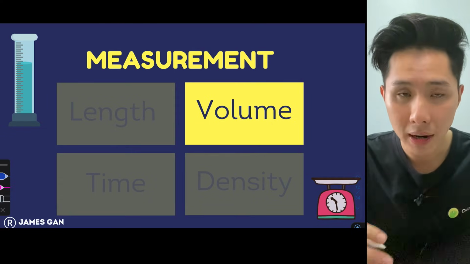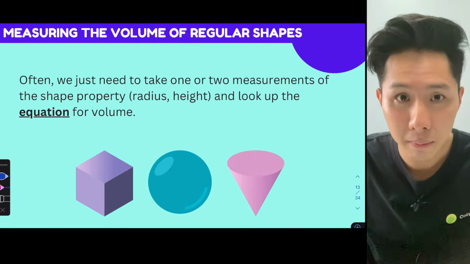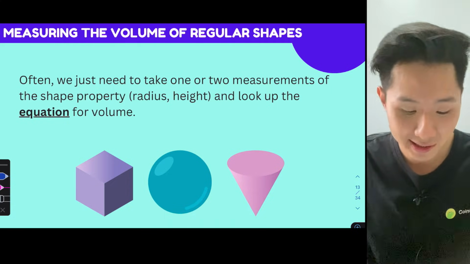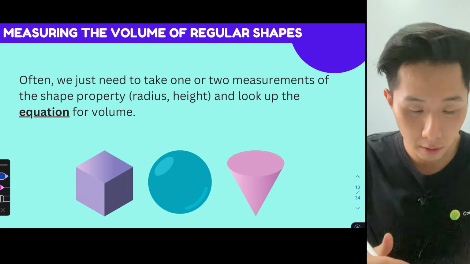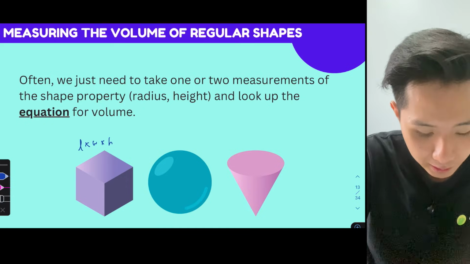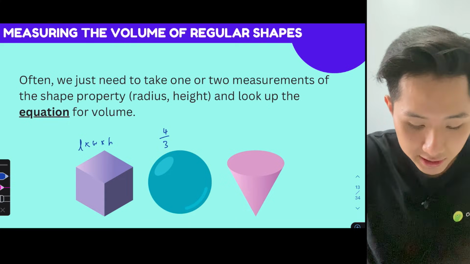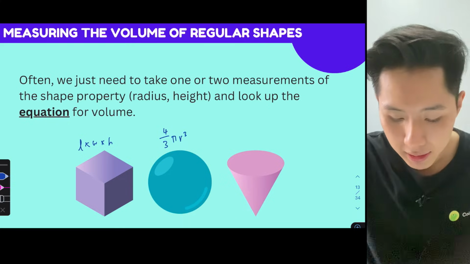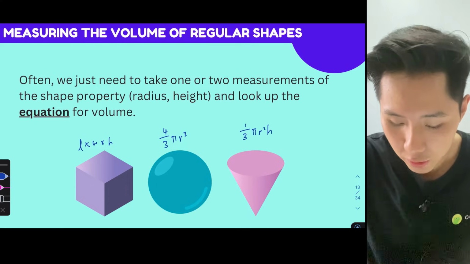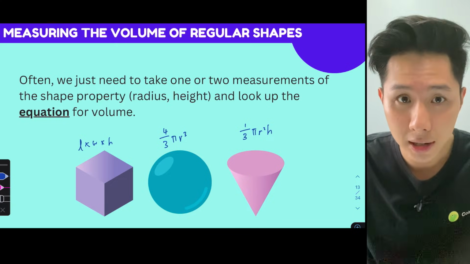So the second thing that we'll measure in this chapter is volume. Some of you might have already done it in your mathematics subject. Here we have some regular shapes. To calculate the volume of a cuboid, we multiply length times width times height. For the volume of a sphere, you might remember the formula 4 over 3 pi r cubed. And for a cone, if I'm not mistaken, it should be 1 over 3 pi r squared h. We have different formulas to calculate the volume of regular shapes.